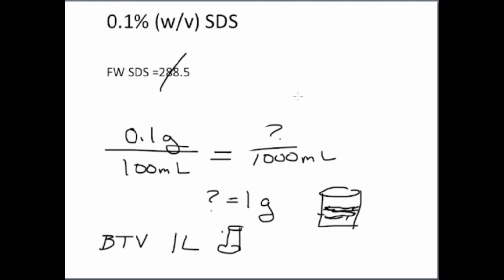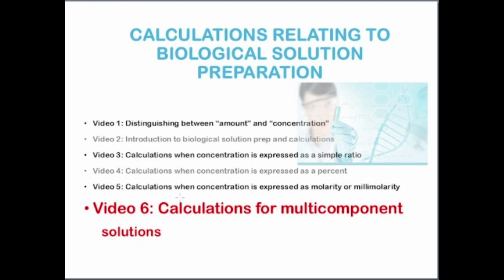Again, that wasn't the topic for this video, but at some point, certainly before we bring it to volume, maybe right here, we would adjust the pH to what we want, which is maybe 7.4 would be pretty typical. So we would adjust the pH to 7.4, and then we would bring it to a final volume of 1 liter. Okay, so that's RIPA buffer, and that finishes up this video with calculations for multi-component solutions.